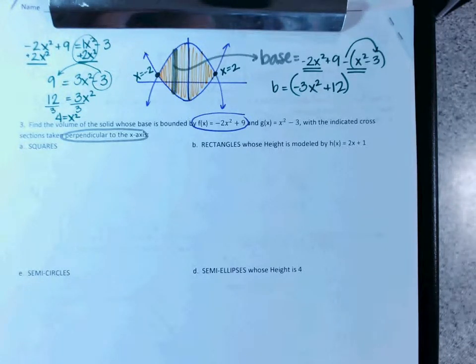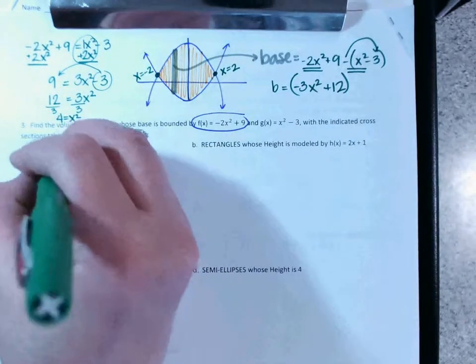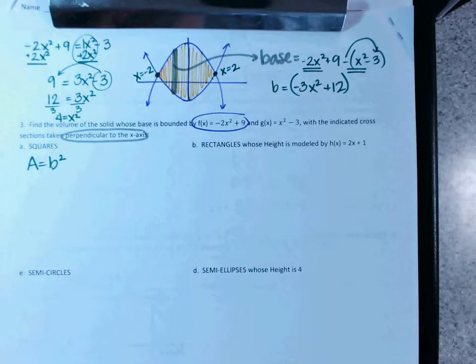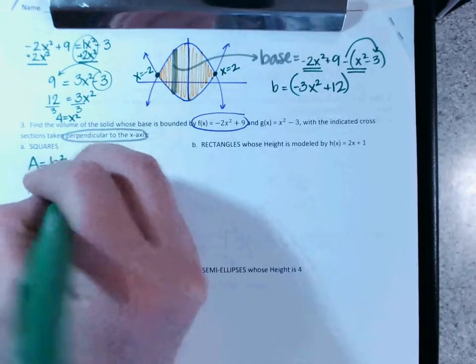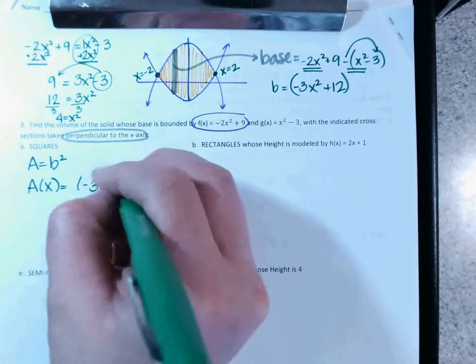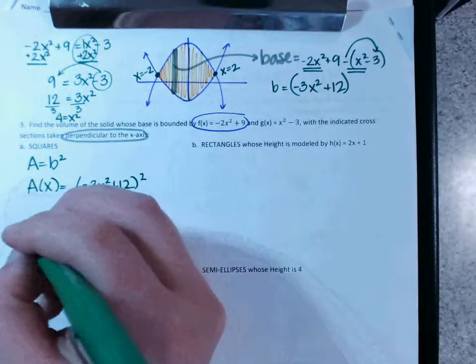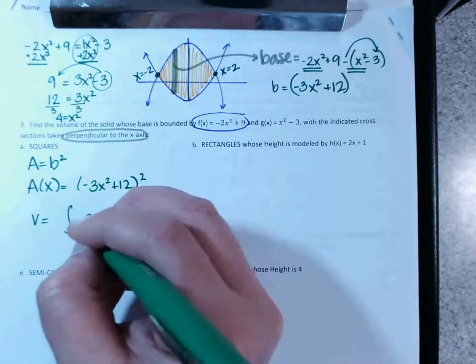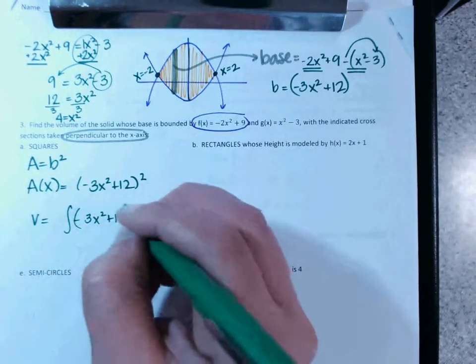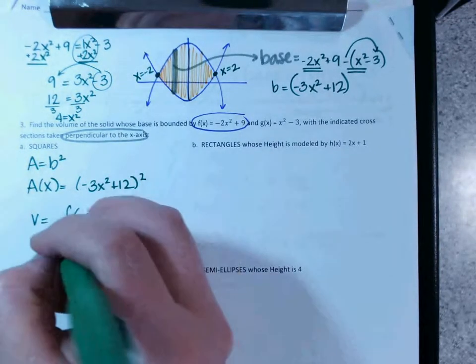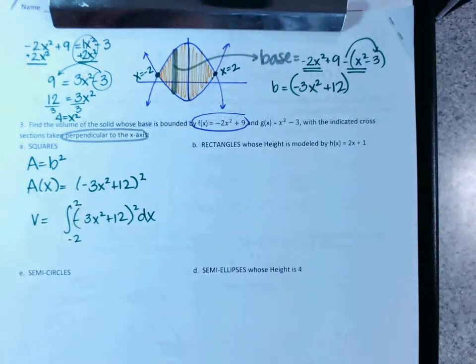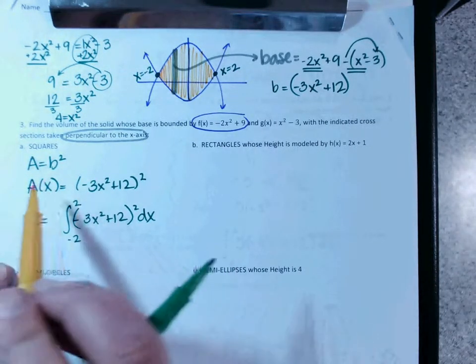Okay, first one I want is a square. How do you find the area of a square? Base squared. And how do I get from area to volume? I turn my area function into an integral. So A of x would be negative 3x squared plus 12, squared. And then my volume would be an integral of that. What would my endpoints be? What are the endpoints of my region? Negative 2 to 2.